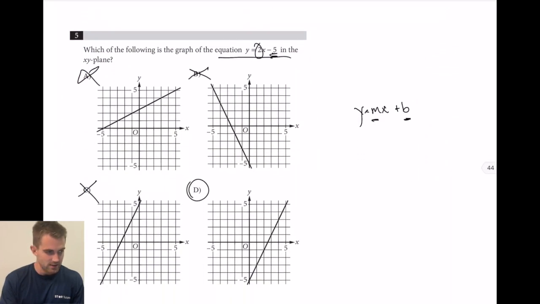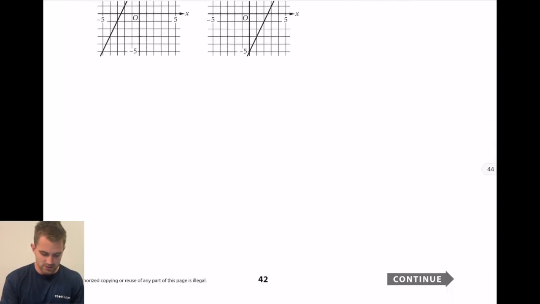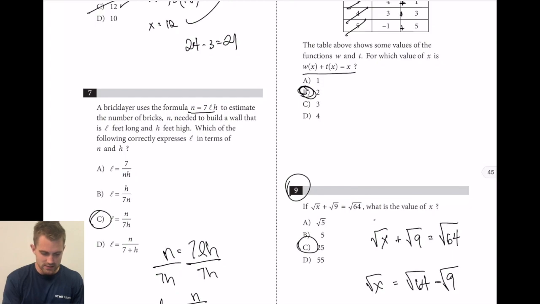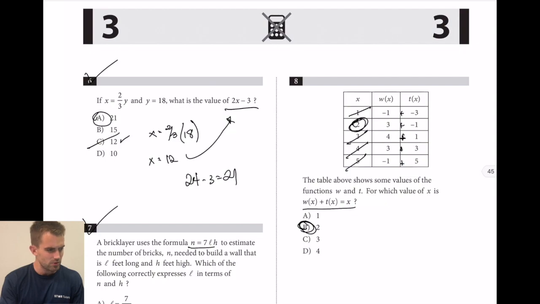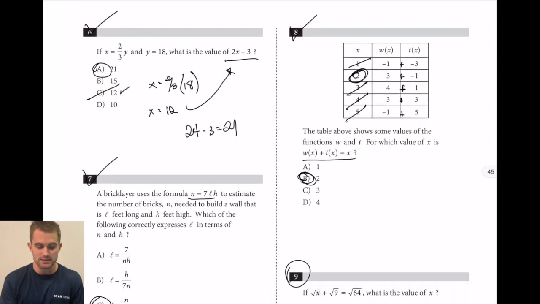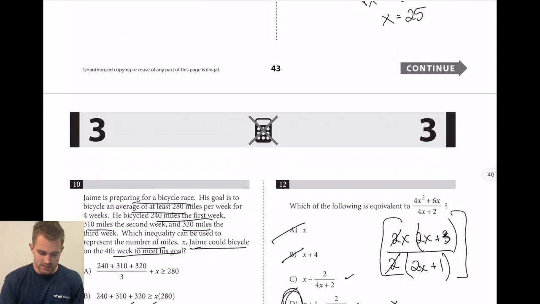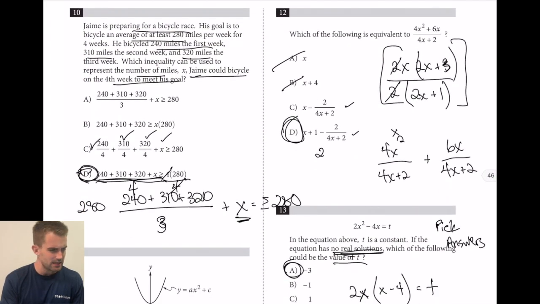Number 5, felt good about this one. So yep, 5 is D. That was right. Number 6 was A, hopefully. 6 was A, that's right. 7, I felt good about this one. Yep, 7 is C, that's great. Number 8 is B, great, got that one right. That's just a sum question. You have to be careful that it says plus, right? Number 9 is C, got that one right, that's great. Number 10, did we forget this one? 10 is D. 10 is D, great, got that one right.